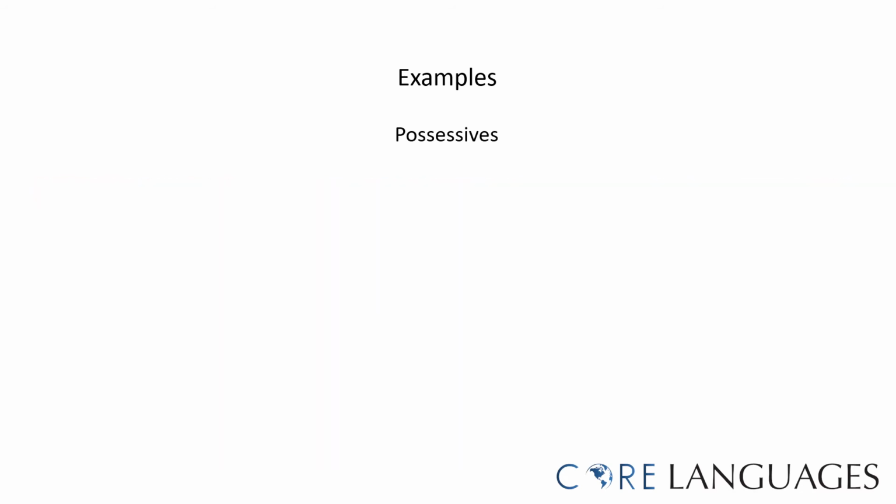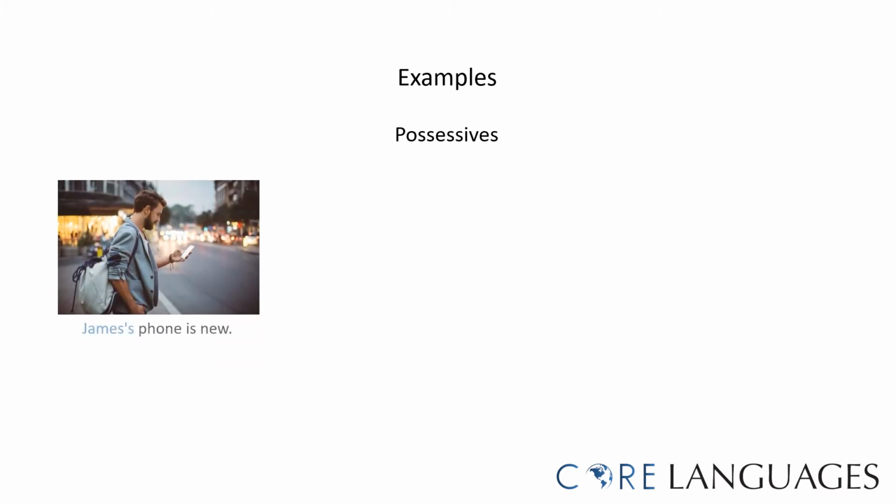Look at the following three sentences, and again feel free to repeat after me. Pay close attention to where the apostrophe or the apostrophe S has been placed. James's phone is new. James is a single person, but his name ends on S, so we add apostrophe S, but we say James's.